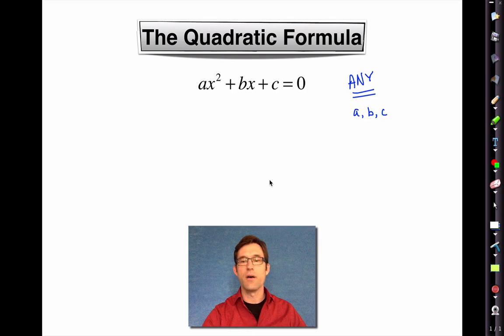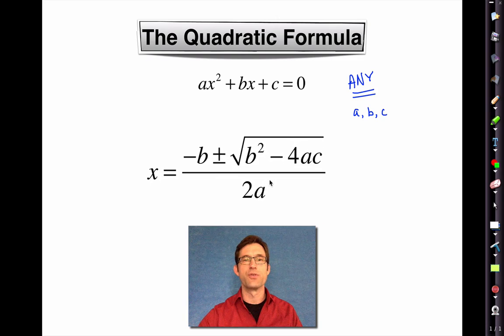Now, the formula itself looks really complicated when you first see it. Take a look at this thing. x equals negative b plus or minus the square root of b squared minus 4ac, divided by 2a.